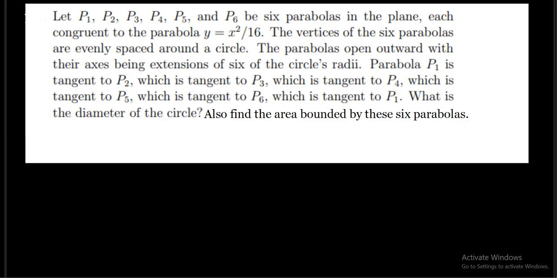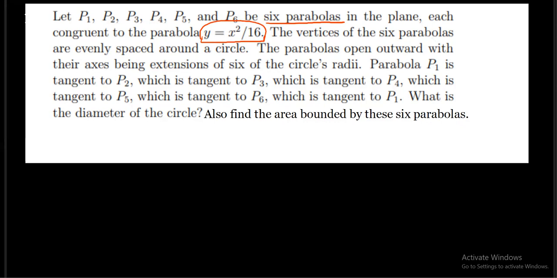The question says that let P1, P2, P3, P4, P5 and P6 be 6 parabolas in the plane, each congruent to the parabola. So what do you mean by congruent parabolas? Congruent parabolas means having the same length of latus rectum. So all the 6 parabolas that we have to consider are actually congruent to this parabola. They all have the same length of latus rectum. That means if you rotate them and keep them one over the other, they will be exactly overlapping each other. They will be exactly the same.